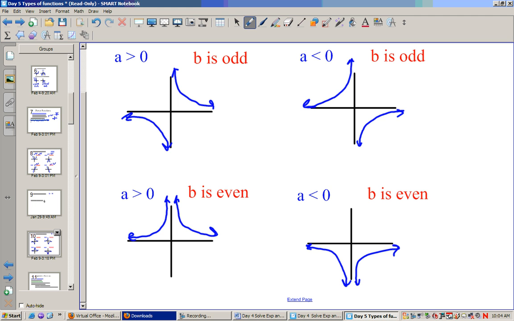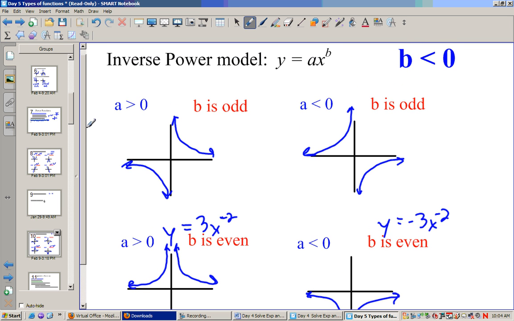it looks like that. So this would be like y equals 3x to the negative 2. This one would be y equals negative 3x to the negative 2. This one would be y equals 3x to the third power. This one would be y equals negative 3x to the third power.